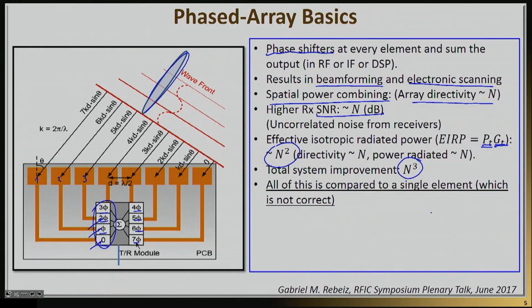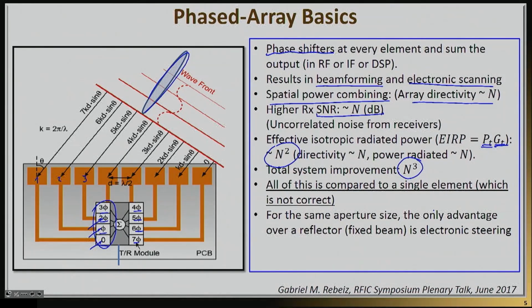However, we need to be aware that this is only true if you're comparing the system to a single element, as I was doing before. If you're comparing the system to a mechanical aperture, like the satellite dishes we discussed before, you're getting nothing. There's no free lunch. The only advantage you have compared to a reflector beam is that you can do electronic steering. Other than that, your system improvement is the same.